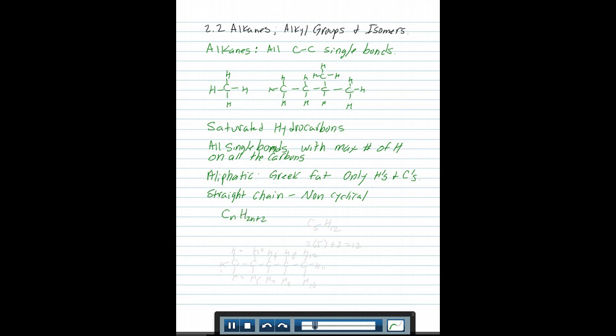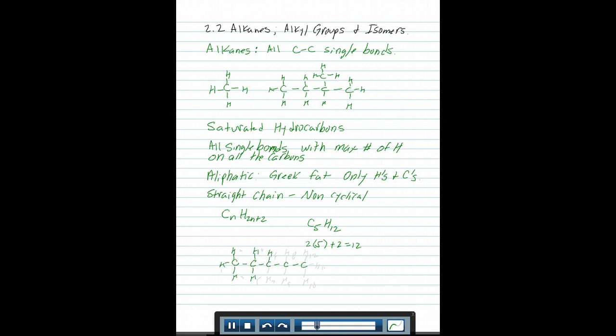CnH2n+2. So from this formula, you can figure out how many hydrogens that molecule should have, knowing how many carbons it has. So if I have a molecule that has 5 carbons on it, what's the maximum number of hydrogens that could be on there? That would be 12, because you take 2 times 5, which is your number of carbons, plus 2, you get 12. So for a straight chain molecule that has 5 carbons, 1, 2, 3, 4, 5, the maximum hydrogens that you can have is 12.